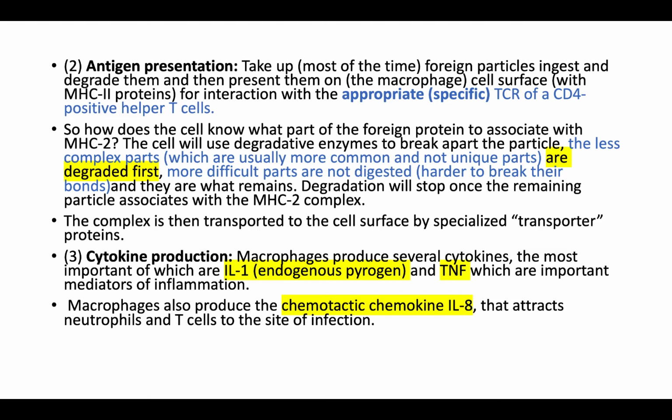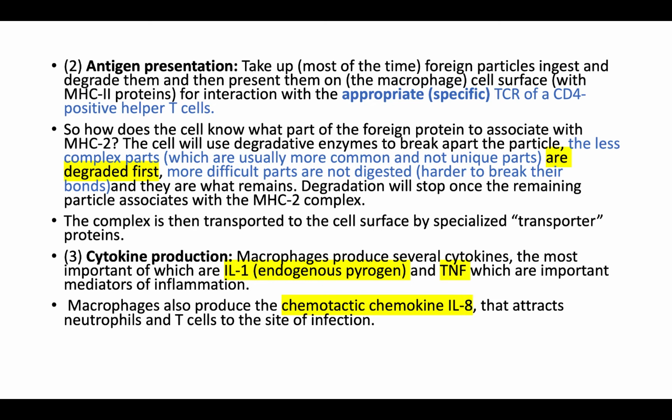It's the same thing for a polypeptide or a foreign protein. Things that are more complex and have secondary and tertiary structures are harder to break. Things with simple structures, these simple structures will be present everywhere. They're not unique, so they will be digested quicker. So this way you come up with a unique, undigested part of the protein that becomes the antigen that you want to associate with the MHC2 complex. So the complex is then transported to the cell surface for presentation.